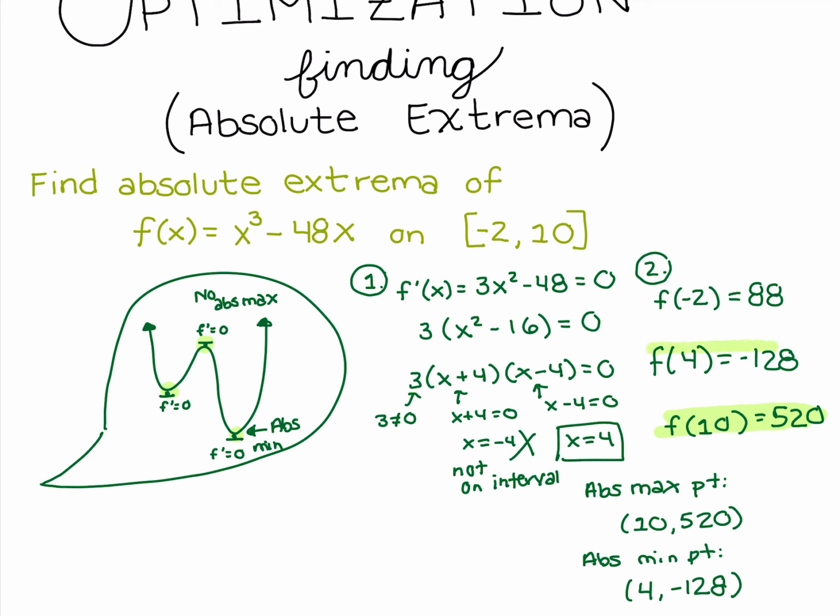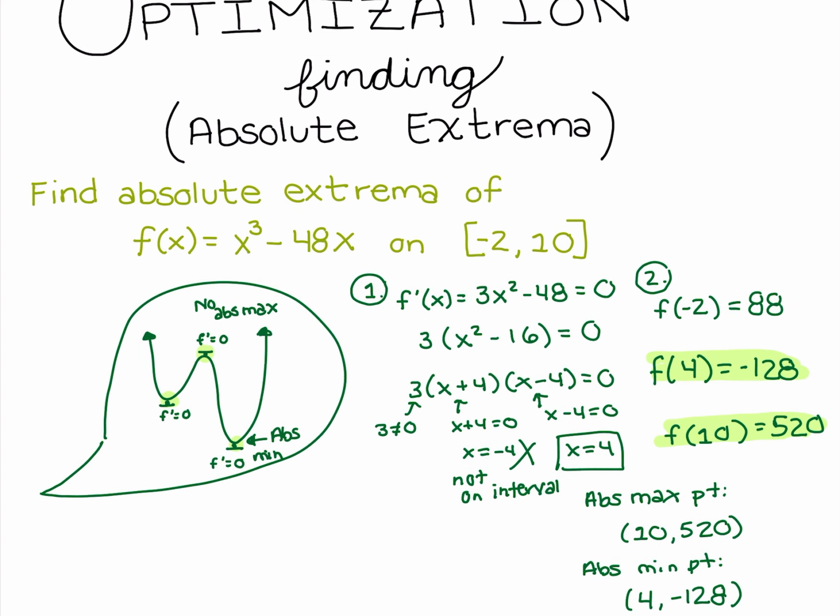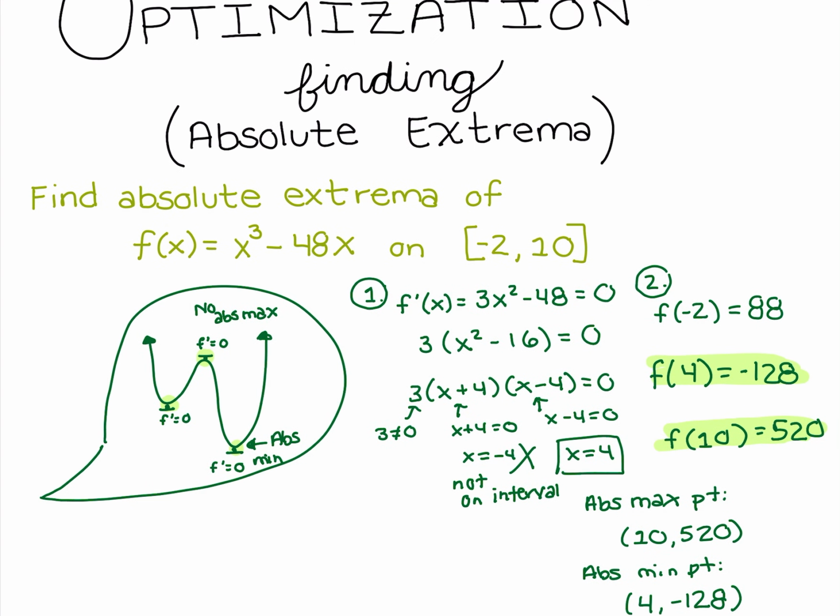There's our absolute max at 10, 520. And our absolute min is at 4, -128. So we're looking for all critical numbers and comparing them to the endpoints if they're given. If not, we're going to look at the overall end behavior. And we can do this graphically, without a graph, and also within a word problem. Same two steps: critical numbers compared to the end behavior or endpoints.